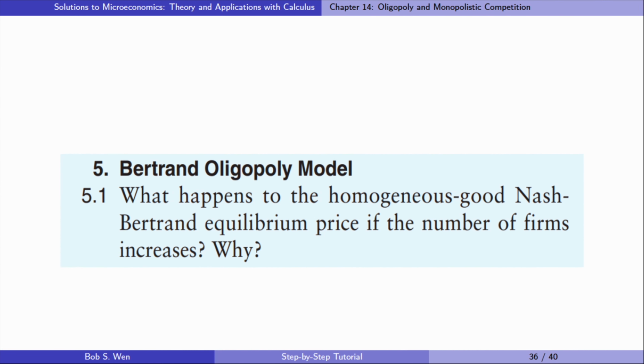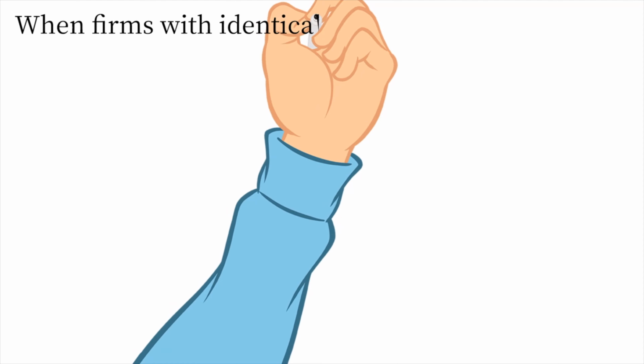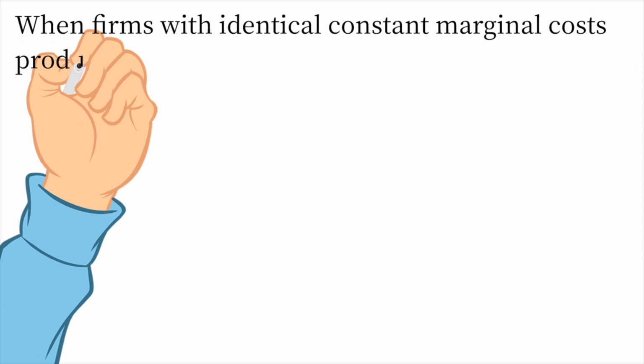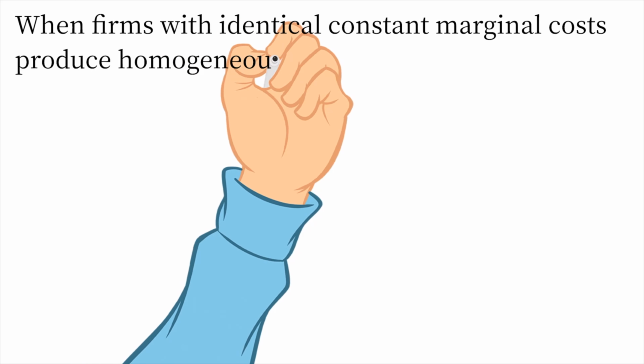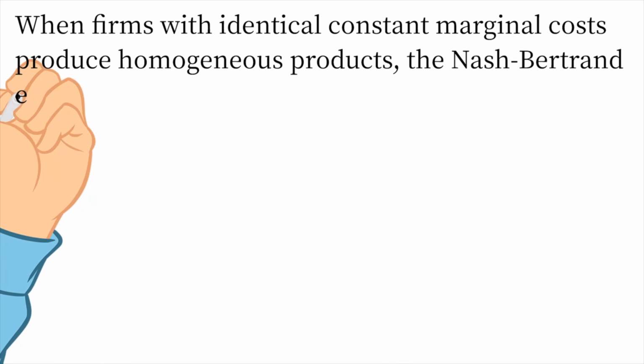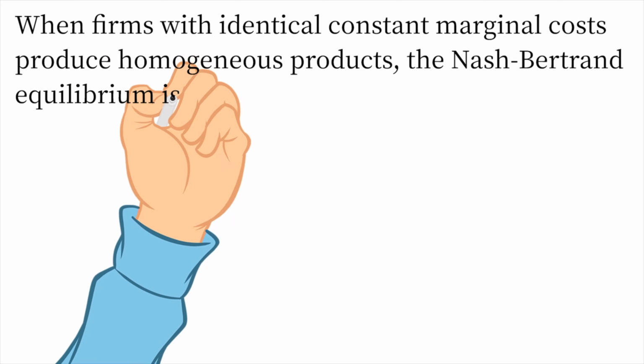Let's look at exercise 5.1. What happens to the homogeneous good Nash-Bertrand equilibrium price when the number of firms increases, and why? When firms with identical constant marginal costs produce homogeneous products, the Nash-Bertrand equilibrium is the same as the price-taking competitive equilibrium.